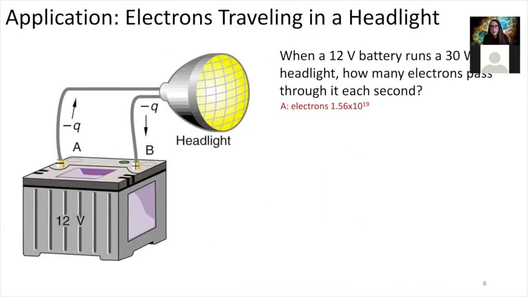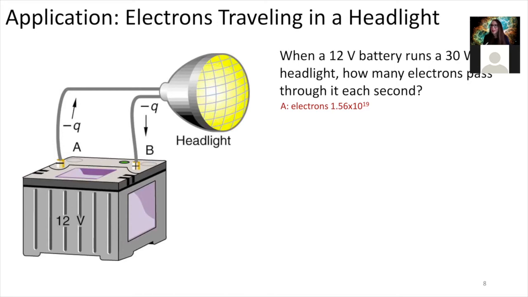We're going to apply this idea of work and the change in potential and the definitions we just went through in order to think about how electrons travel in a headlight, let's say, of your car. This is a great example. Here we have a 12-volt car battery. When a 12-volt battery runs a 30-watt headlight, how many electrons pass through the headlight each second?